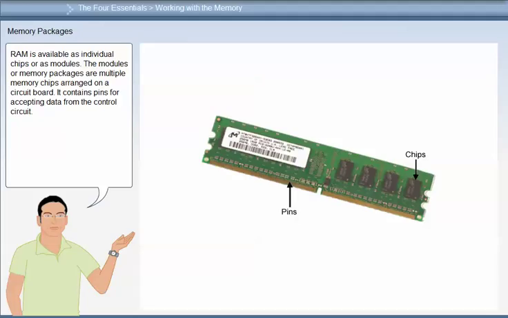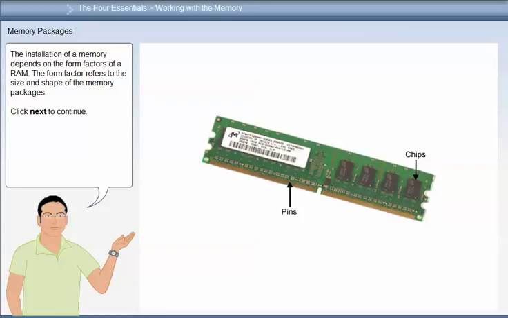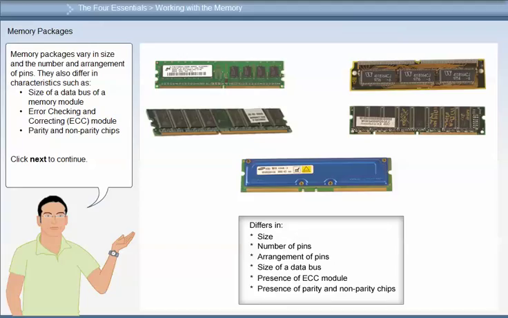RAM is available as individual chips or as modules. The modules or memory packages are multiple memory chips arranged on a circuit board. It contains pins for accepting data from the control circuit. The installation of a memory depends on the form factors of a RAM. The form factor refers to the size and shape of the memory packages. Memory packages vary in size and the number and arrangement of pins.